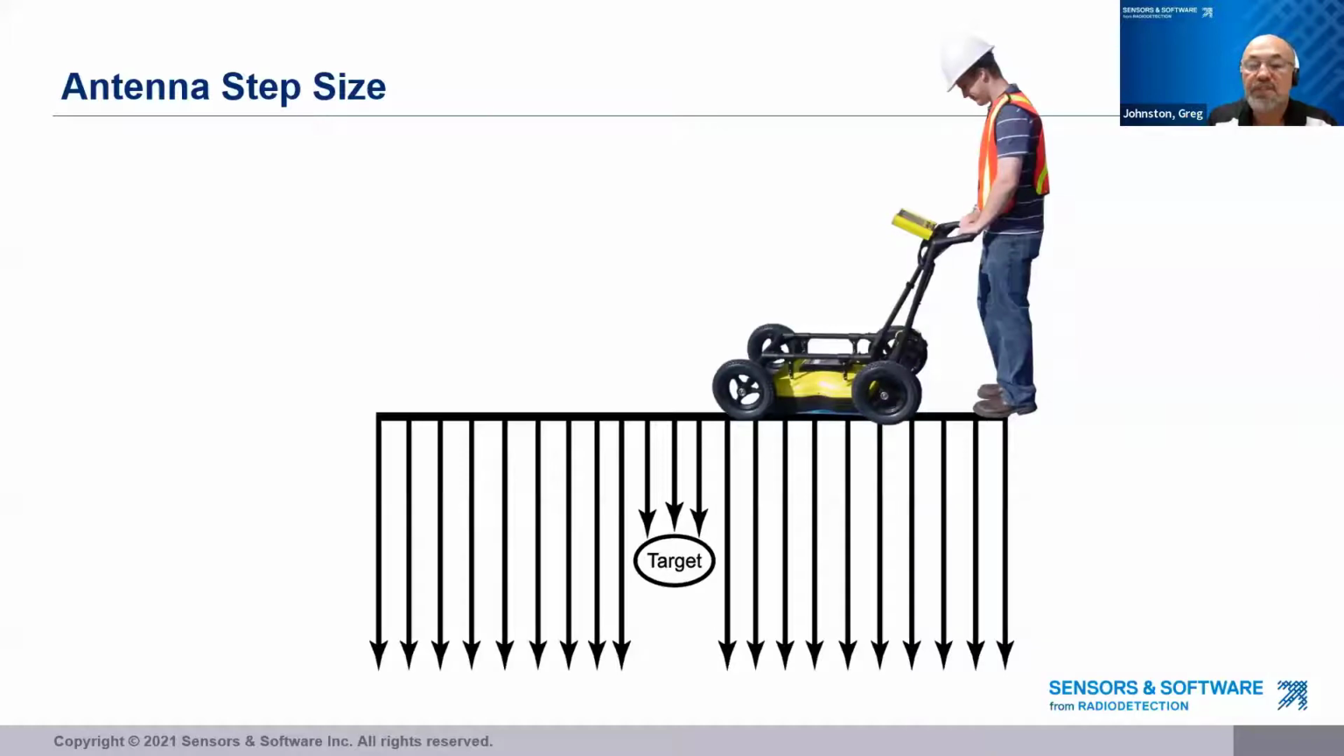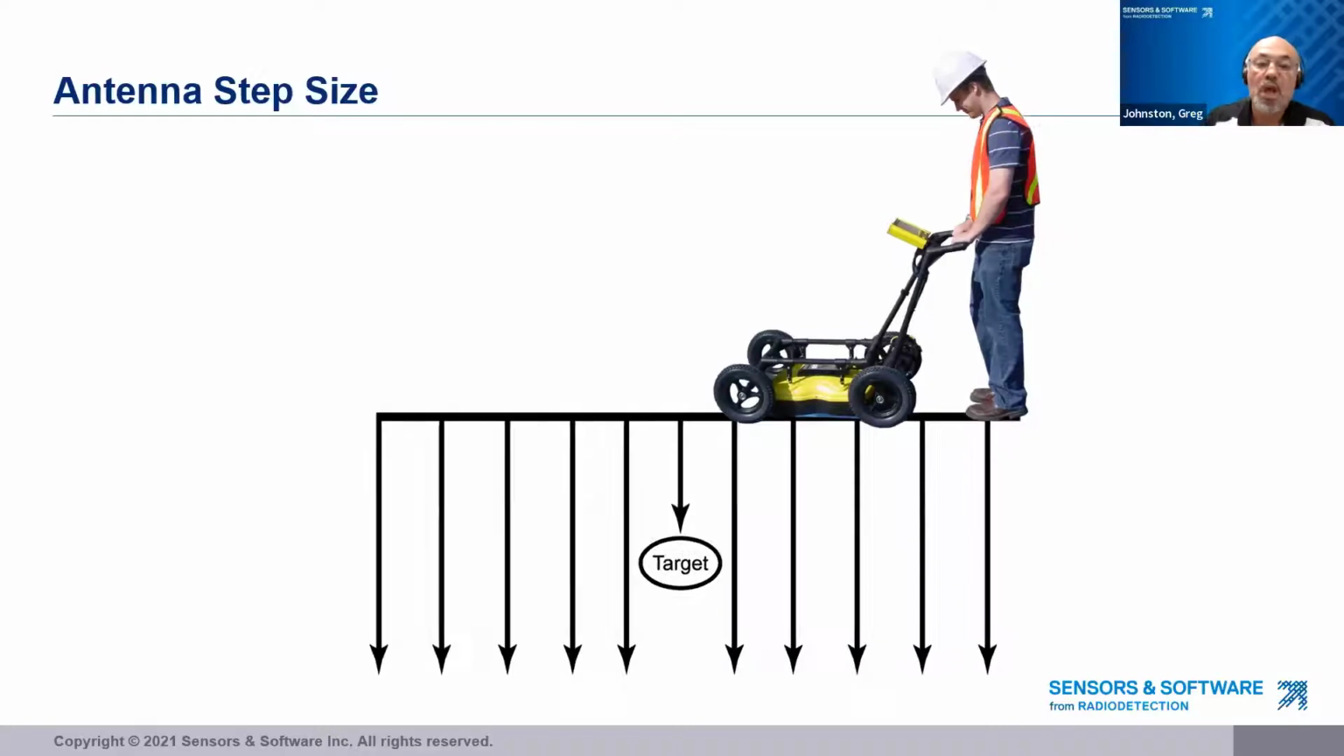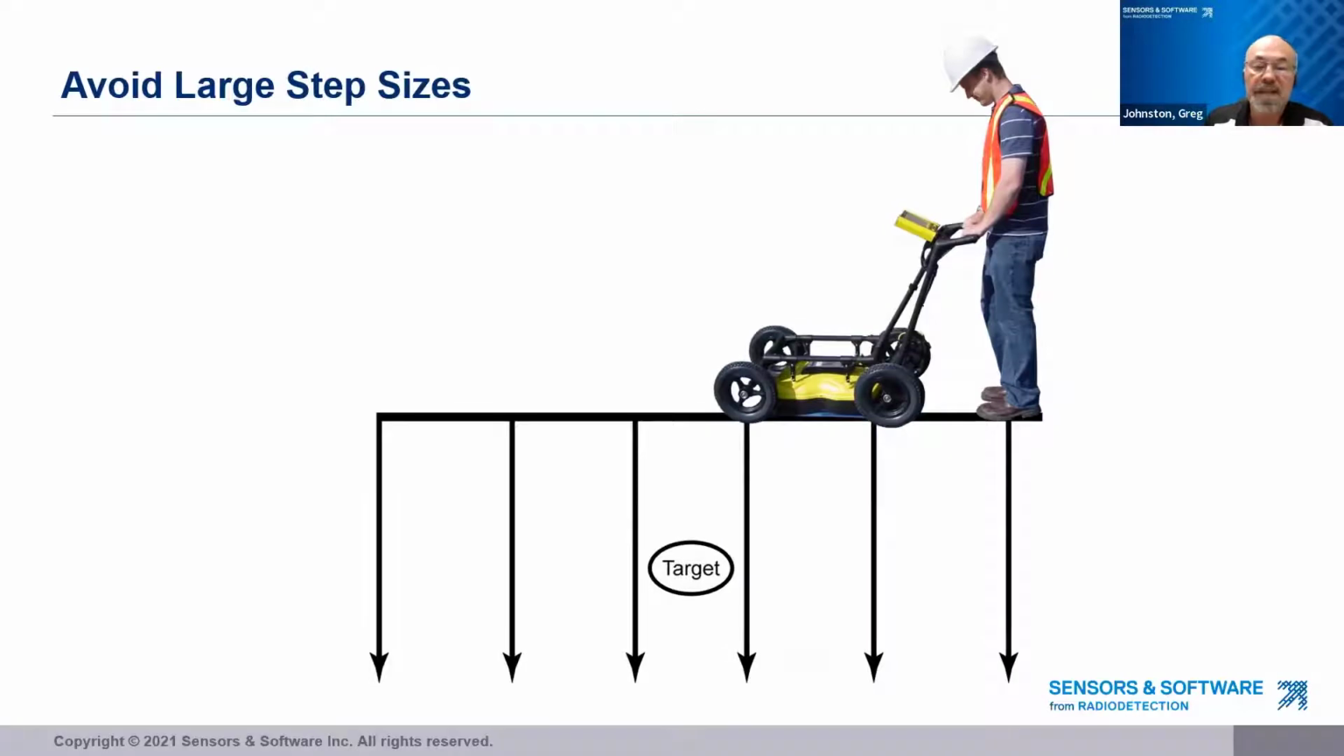What we're trying to achieve is this: collecting as much data over our target so it's visible in the GPR data. The distance between traces is called the step size. We are trying to avoid this because 1 sample on the target is typically not enough to image it properly. And we are definitely trying to avoid this, where the step size is so large that we never collected any data over the target of interest.